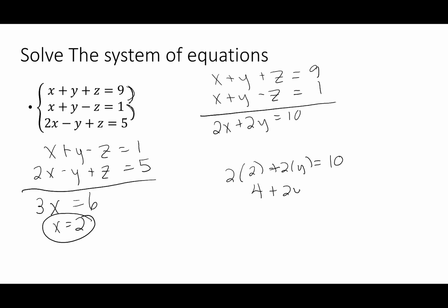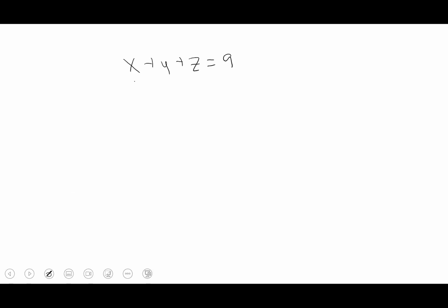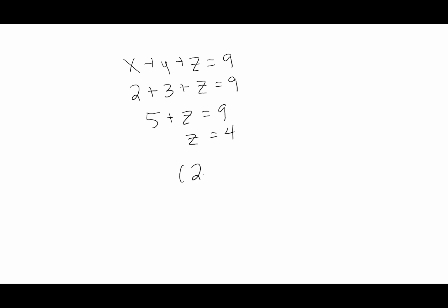4 plus 2y is 10, so 2y is 6, y is 3. So the last thing I need to do is find out the value of z. I know x plus y plus z is 9 from my first equation, and we found out x is 2, y is 3. We just need to know z, and then we'll be done. So this is 5 plus z is 9, z is 4. So my answer is 2, 3, 4.